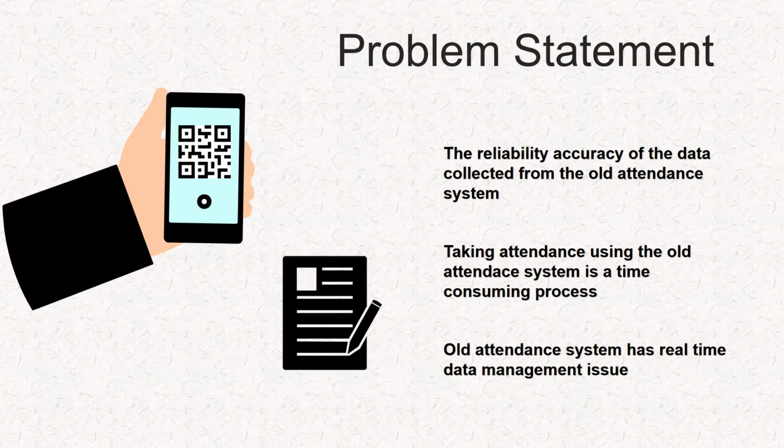The first problem statement is the reliability and accuracy of the data collected from the old attendance system. Students used to exploit the system, so the data that the lecturer gathers might not reflect the actual attendance status of students in class. Next, the old attendance system is slow to complete. Students usually take a long time to pass around the attendance list and fill it out. Last, the old attendance system also has a real-time data management issue: data gathered by the lecturer may take days to be inserted into the system, so the data may not always be up to date.